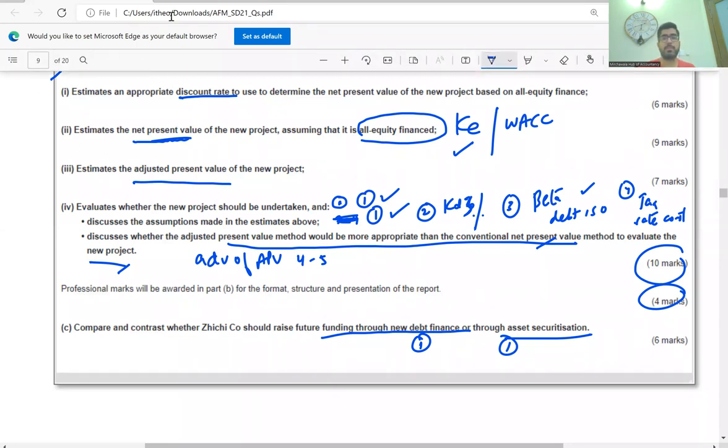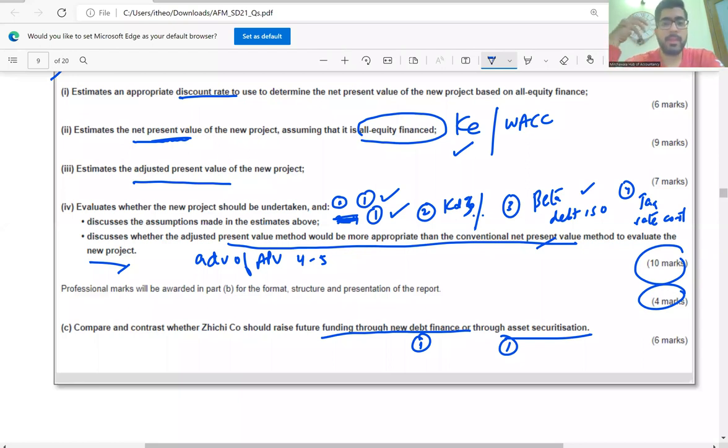So first you have to describe what securitization and debt finance are. And then it is asking whether it should raise future funding through debt or securitization. You can write some pros and cons of debt and you can write some pros and cons of securitization.